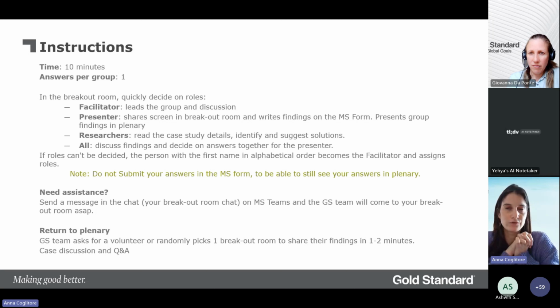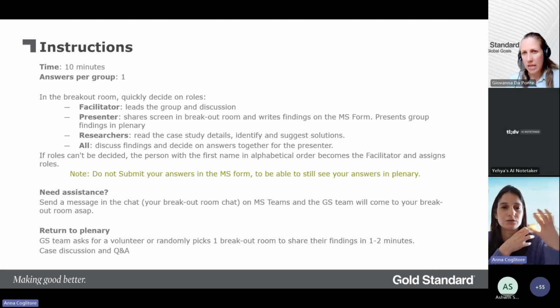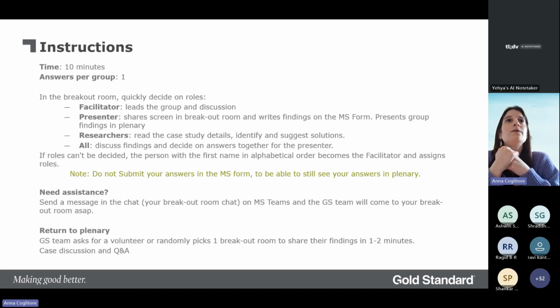When you are in the breakout room, please turn on your mic, turn on your camera, talk to your peers, and quickly decide on roles. We suggest 3 different roles. One would be the facilitator, who leads the group and the discussion. Then one could be the presenter, the person that shares the screen in the breakout rooms and writes the findings on the form. Once we're back in plenary, that person will present the findings.